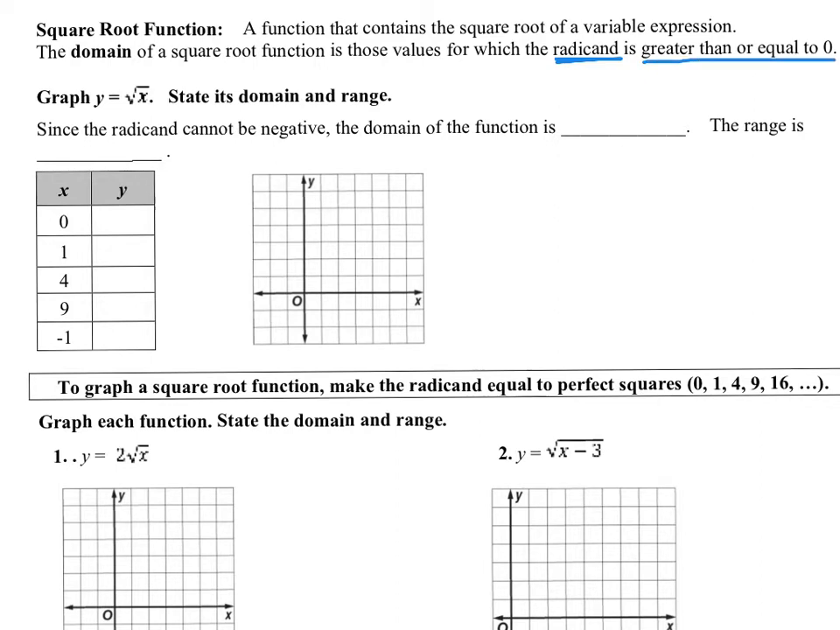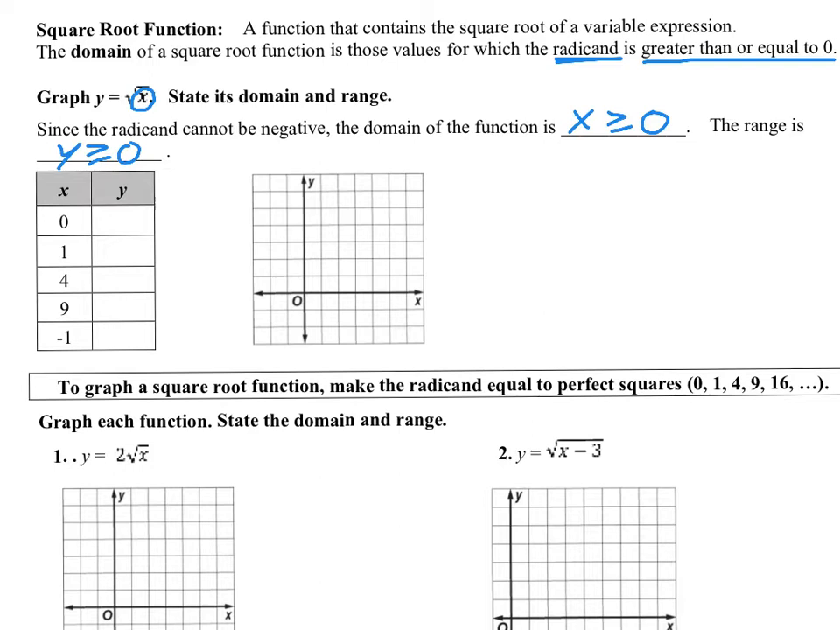So for this example, we see x under the radical. So whatever is under the radical has to be greater than or equal to 0. Alright, the range is going to be y is greater than or equal to 0. I'll show you how to figure that one out later.